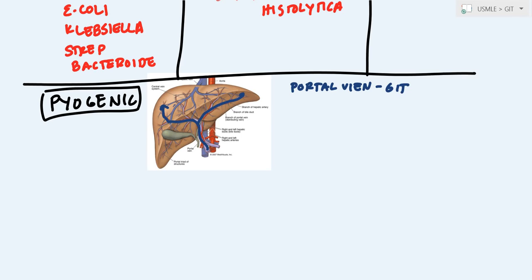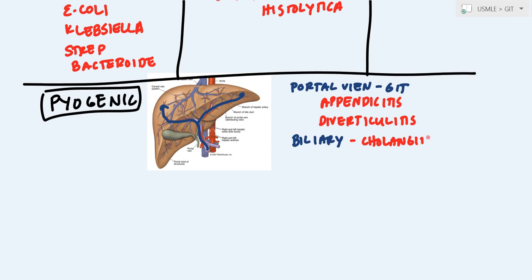Now, what kind of infection would you have? This is going to be some type of appendicitis, and the infection jumps into the veins, and it can even be diverticulitis. And these are the two common ones, but there's obviously going to be much more. Then the other one is going to be via the biliary tract. So this is most commonly due to cholangitis. So you have your biliary tract, you get a cholangitis here, and then you have your gallbladder, and that can also cause it to go up that way.